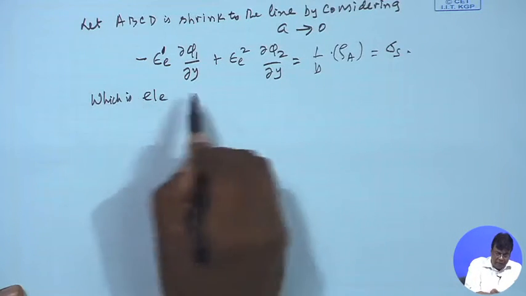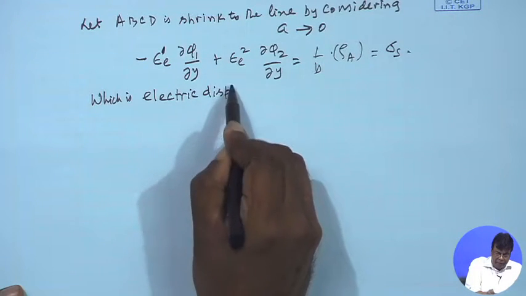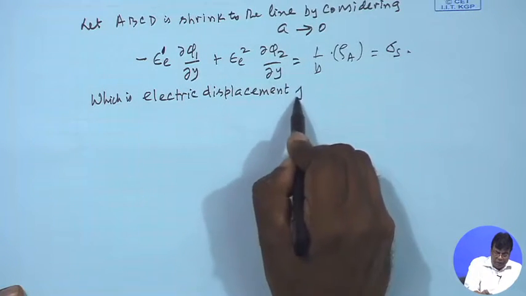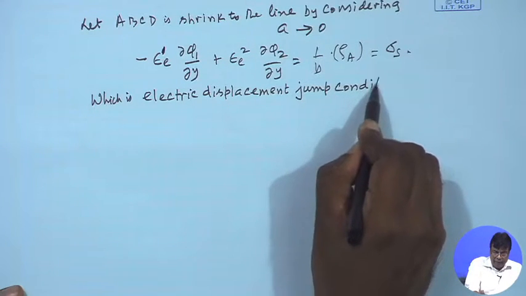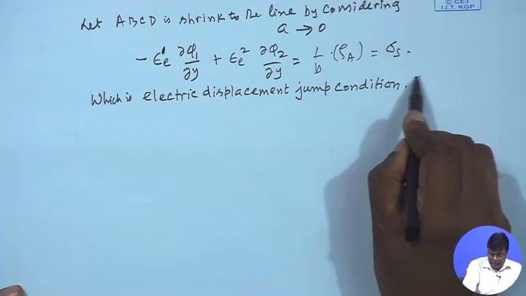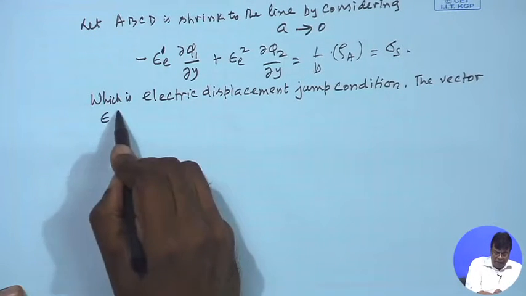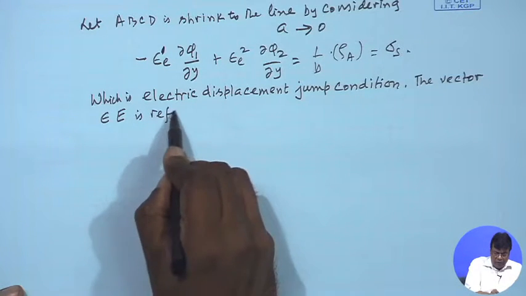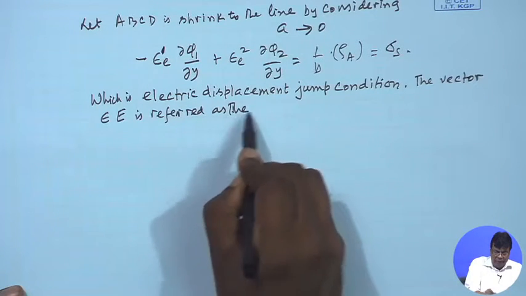Electric displacement jump condition. Actually, this vector epsilon E is referred to as the electric displacement vector.